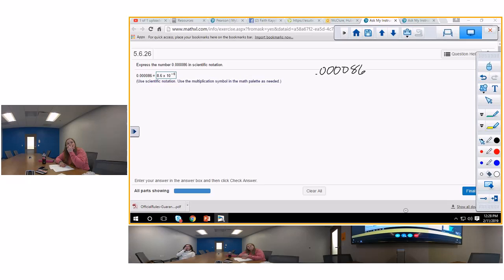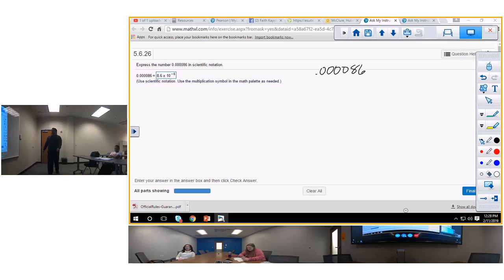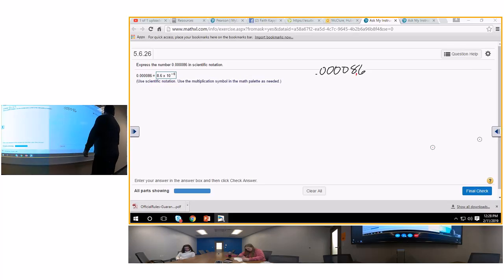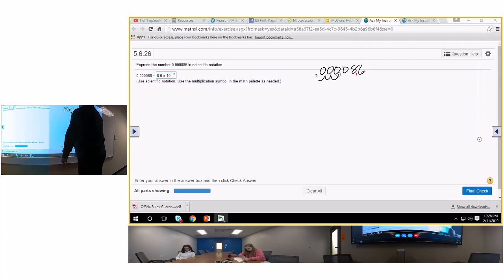0.004086. Turn that into scientific notation. We're going to move it till the decimal is where? Between the 8 and the 6. And then we're going to count 1, 2, 3, 4, 5. 8.6 times 10 to the blank 5.